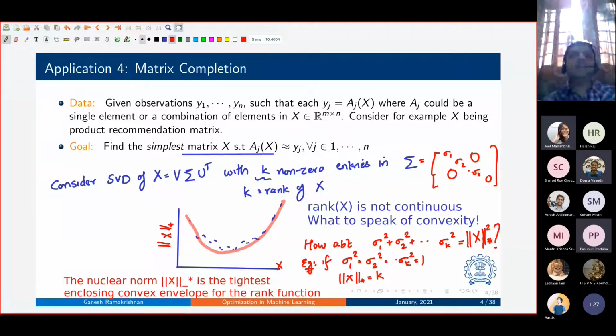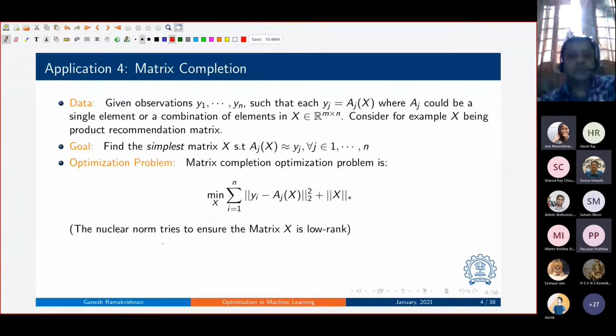Simple matrices, I mean, it's not that rank is the only notion of a simple matrix. Rank is one notion of simplification for a matrix, right? We are saying the nuclear norm is another notion of simplification. It has a connection with the rank. Is that clear? Does that make sense? Yes, sir. Okay, so this tries to ensure that the matrix X is low rank, but at the same time it is convex, is continuous, and so on. So this can be solved.